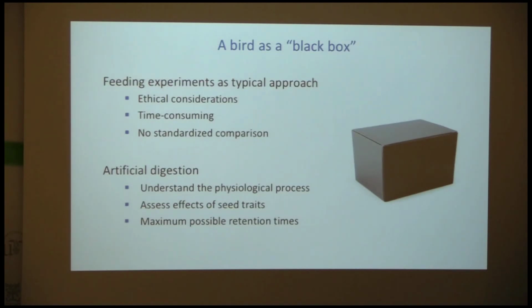What I found during all these experiments is that if you feed a bird a seed and put it in a cage, then one bird may be defecating a lot of seeds, but the other bird may not, because the digestive systems are quite different. So there's lots of individual variability among the different birds.